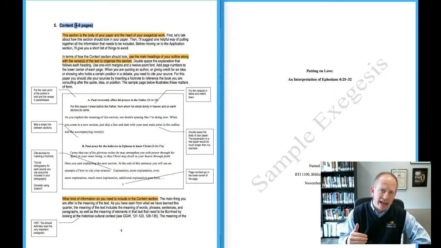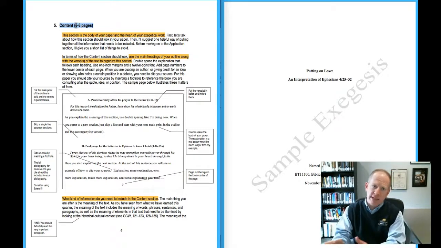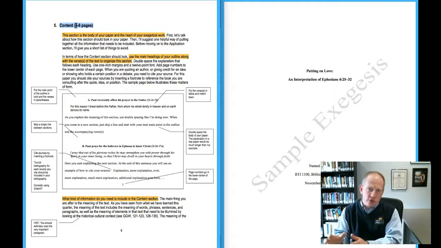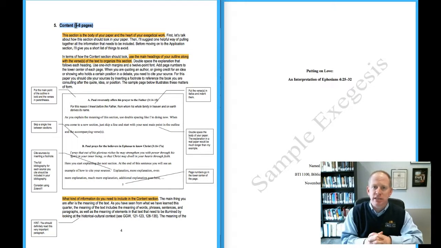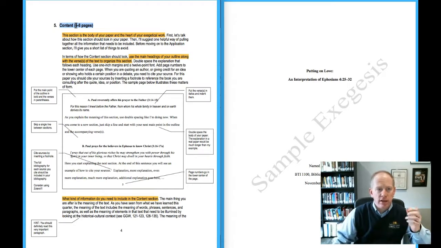You're saying, here's why I believe the main idea is the main idea. Here's why this word means what it means. Here's what Paul is doing. Here's how this works. This is the fruit of all of your labor in exegesis and in hermeneutics. So look at what I've highlighted here. This section is the body of your paper and the heart of your exegetical work.